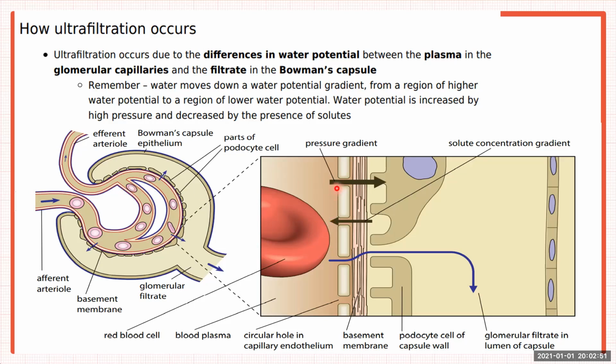So the pressure potential actually becomes greater. It outweighs the solute potential, and this causes the water to move out. This is how water can leak out of the glomerular plasma, right? And it can go into the lumen as a glomerular filtrate.